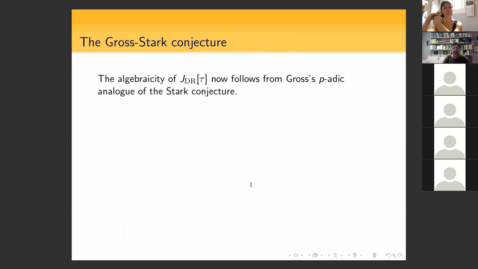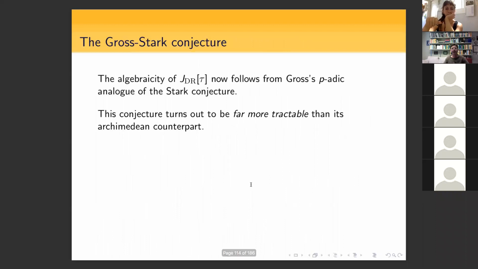Now, once we know this, what progress have we made? Well, we know that the values of the Dedekind Rademacher cocycle at tau follow from the p-adic analog of the Stark conjecture that was proposed by Gross. And so that means that all we have to do now to understand these values is to prove the p-adic Stark conjecture. Now, that might seem a little bit daunting, but fortunately, the p-adic Stark conjecture is much more tractable than its Archimedean counterpart, on which there's been very little progress since the days when Stark formulated it.